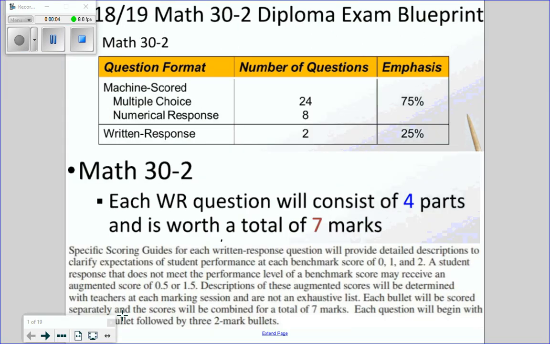Pardon me? The booklet for both days. Yes, that's a yes. Yeah, yeah.